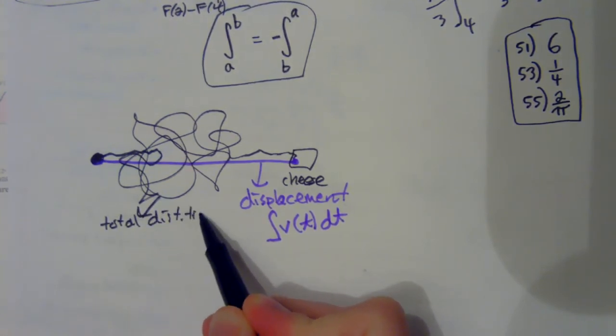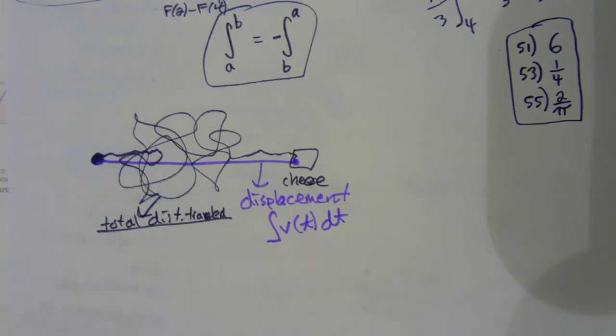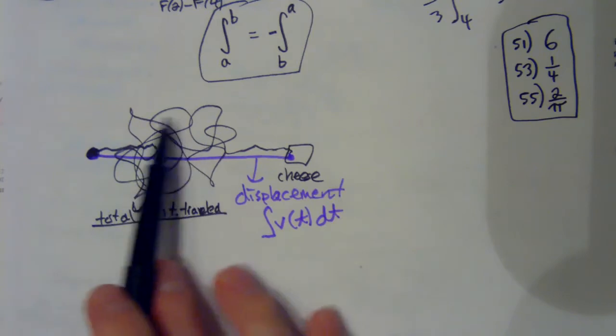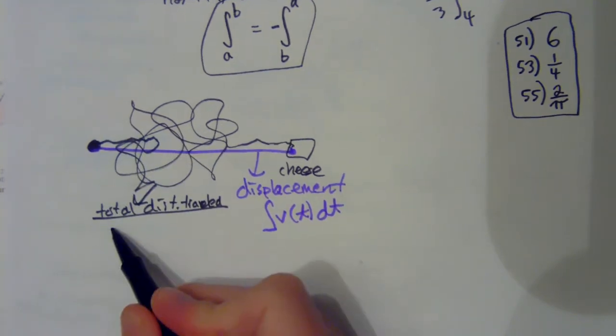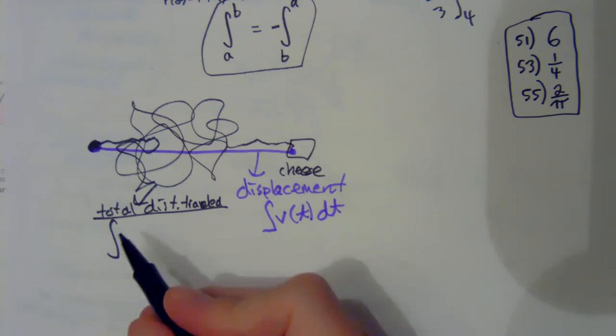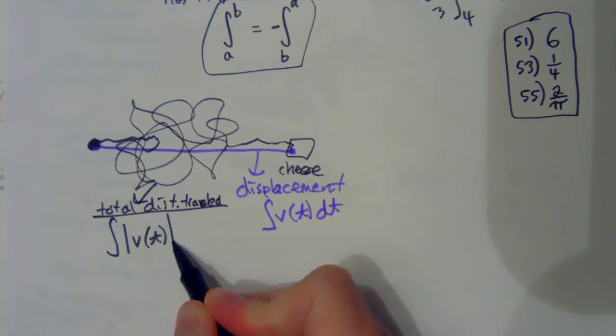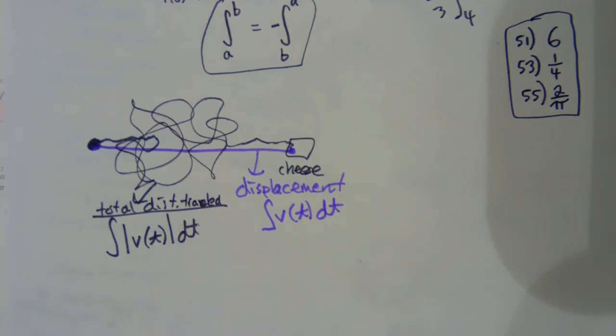And then for your total distance traveled, if that mouse goes backwards, you want to count that distance still. If it goes to the left or to the right, you want to count all those distances. You don't want the net result. So since you want to count even those negative distances as positive, you want to count everything. The total distance traveled is the absolute value: you integrate the absolute value of velocity.